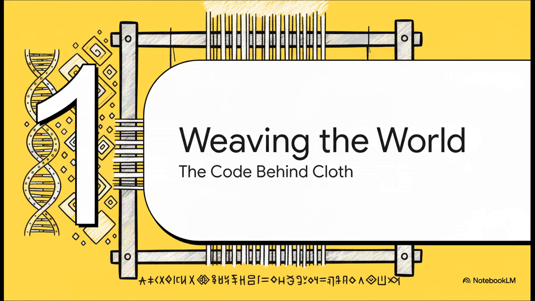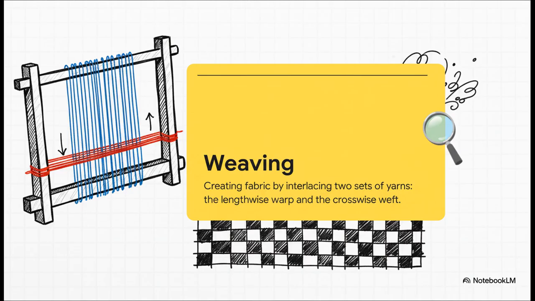Well, it all comes down to a fundamental code that we've been using for thousands of years to literally weave the world around us. At its heart, weaving is beautifully simple. Okay, so think of it this way. You have one set of threads stretched out nice and tight. That's called the warp. Then you take another thread, the weft, and you just go over and under those warp threads. Warp and weft, up and down. That's it. That's the basic code for almost every single piece of woven fabric in the world.